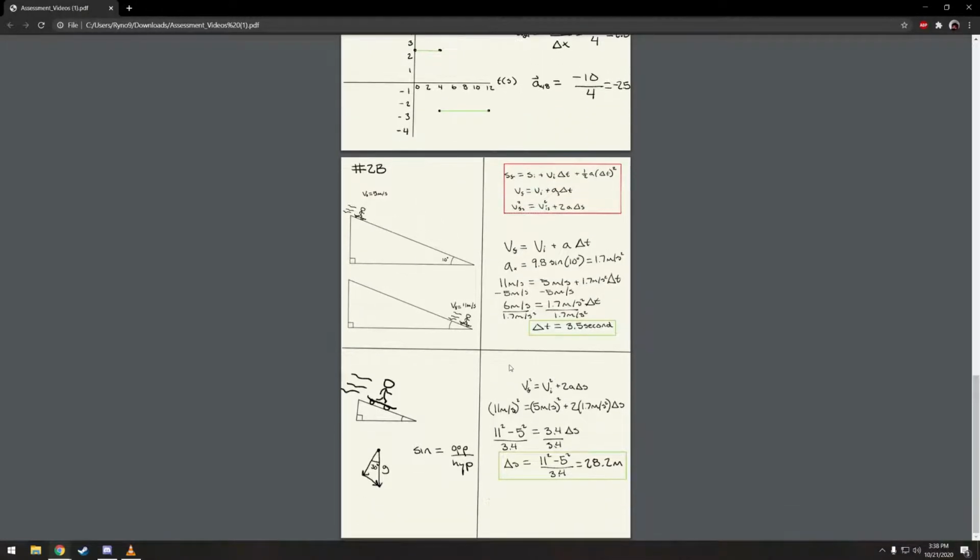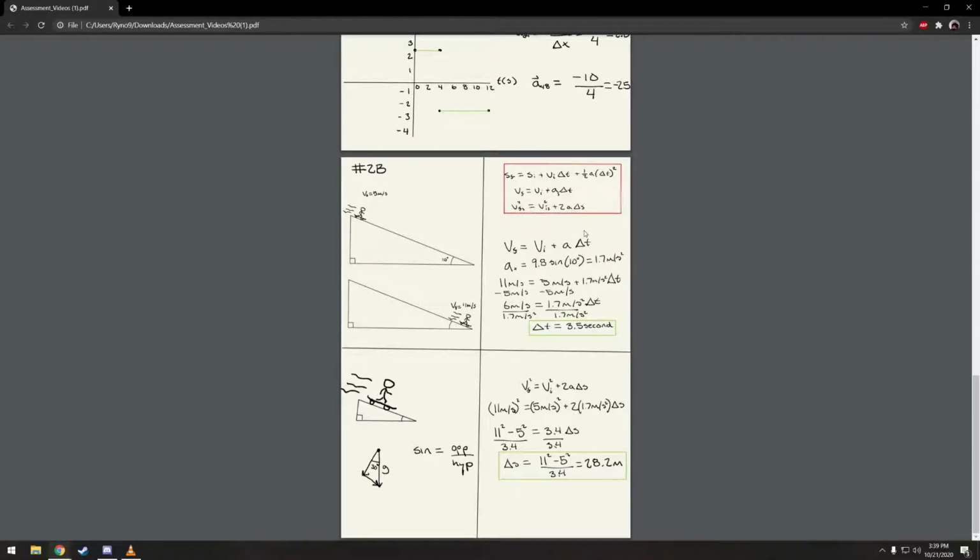We can do so with the following kinematic equations. That is, position final is equal to initial position plus the initial velocity times the change in time, plus half the acceleration times the change in time squared. We can also use these two, which are probably the ones we're going to end up using: velocity final is equal to velocity initial plus acceleration times change in time.